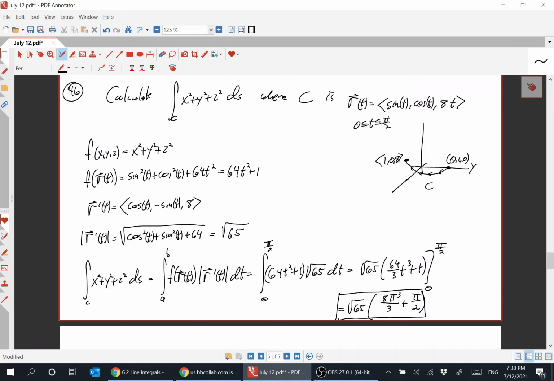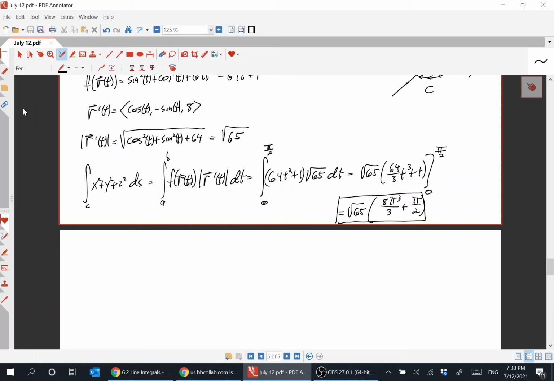Okay, so another scalar line integral. So it was 46, 48.